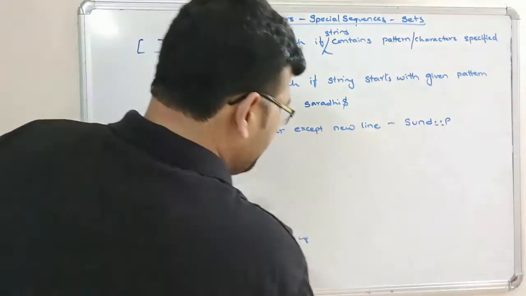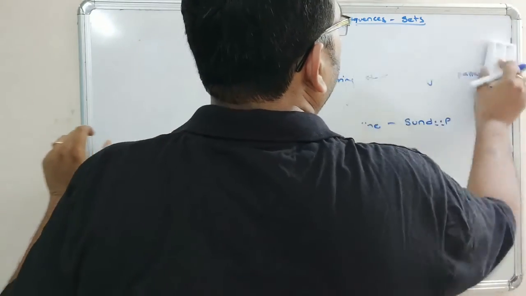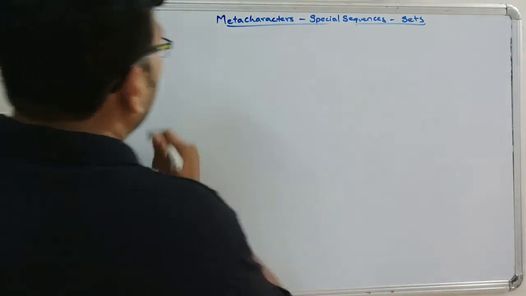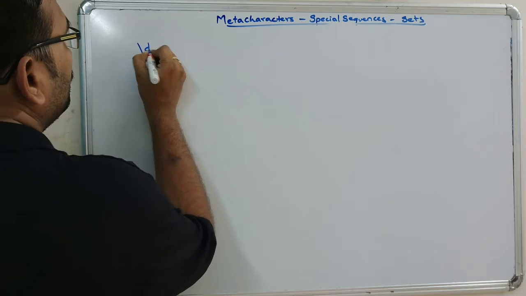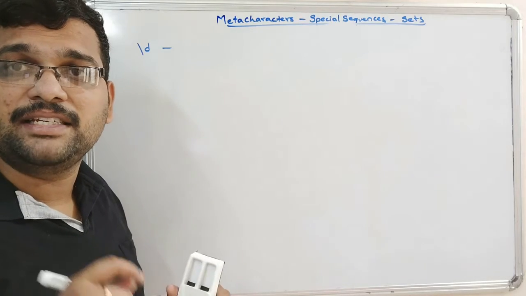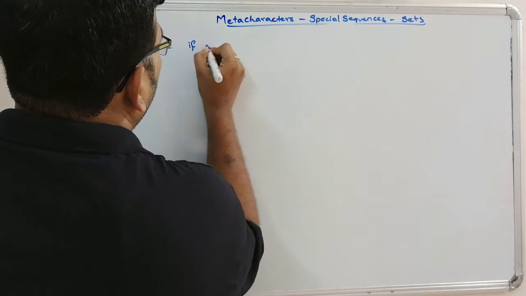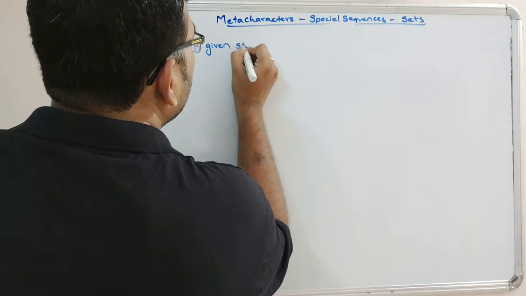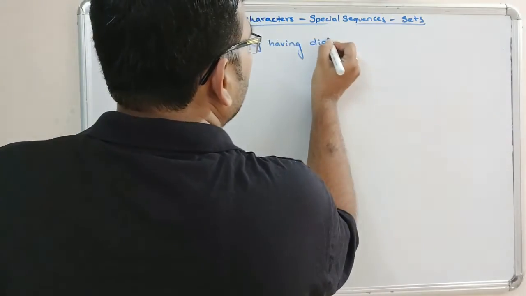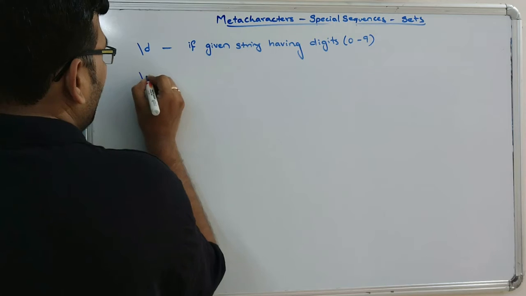Next, coming to the special sequences. \d returns a match if the given string has digits. Digits means nothing but 0 to 9.